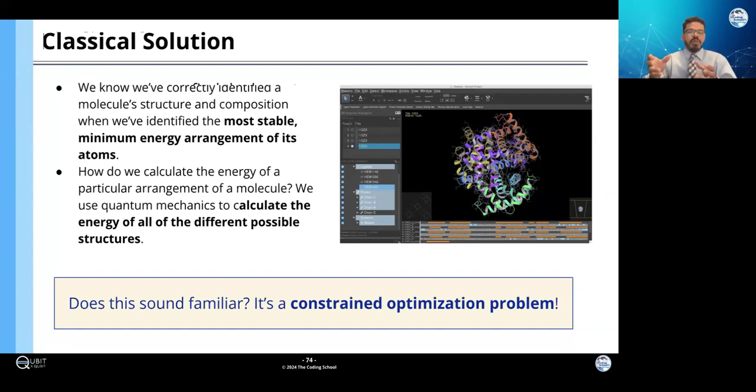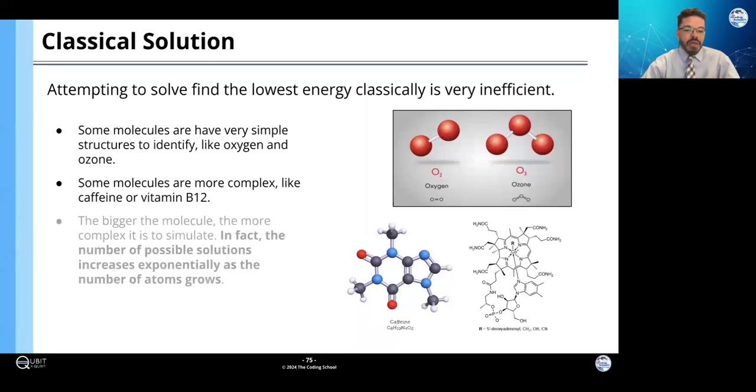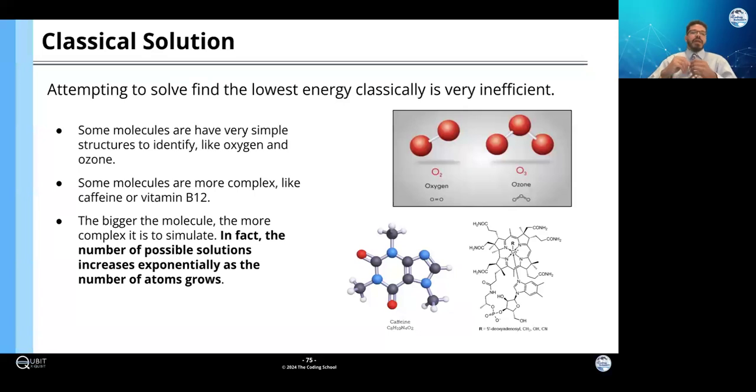And now think about moving from ozone and oxygen to something like caffeine, or these really complicated biological molecules that have active sites with coordinated metals in them. That's really complicated. So even though these molecules are simple, the calculations are so complicated, and when you make them more complicated molecules, it gets even worse. The bigger the molecule is, you're going to exponentially increase the number of possible solutions. And so the efficiency of a quantum simulation becomes really attractive.